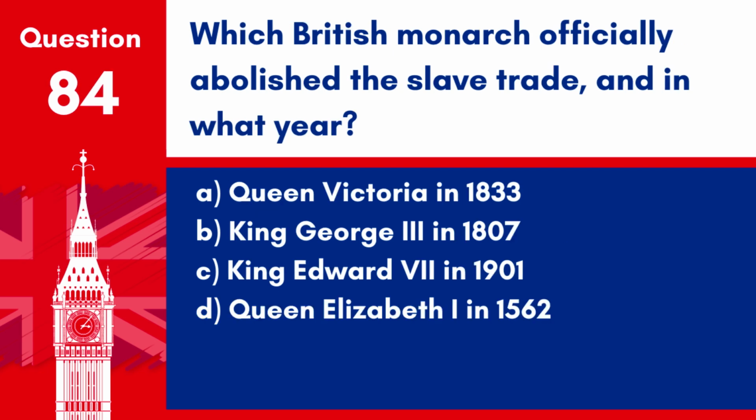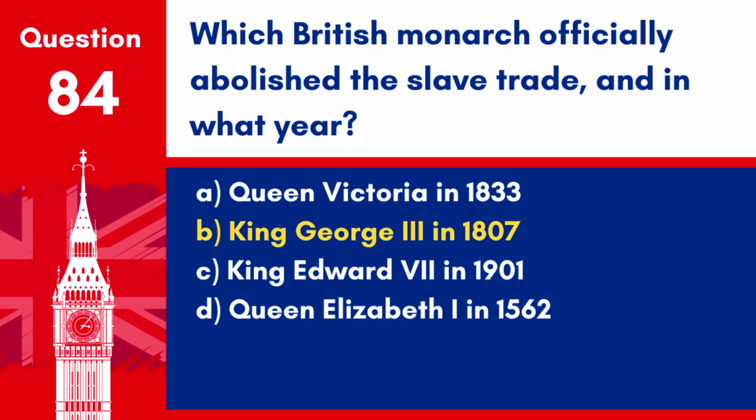Question 84. Which British monarch officially abolished the slave trade, and in what year? A. Queen Victoria in 1833. B. King George III in 1807. C. King Edward VII in 1901. D. Queen Elizabeth I in 1562.